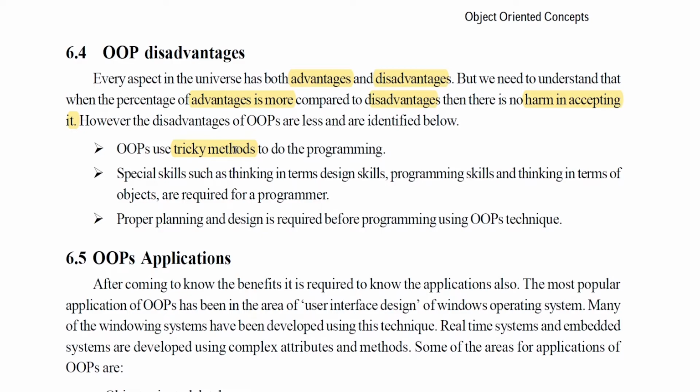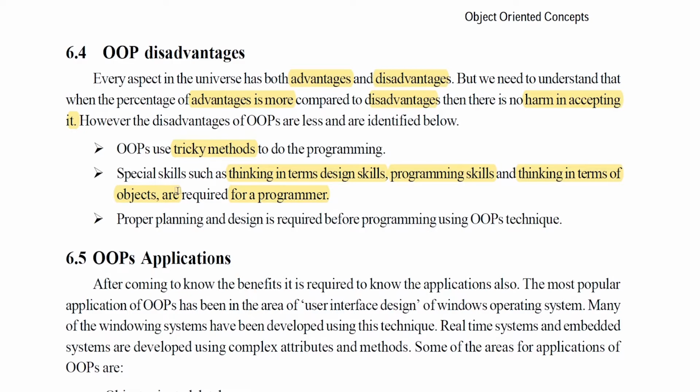And we need special skills such as thinking in terms of design skills. So we need to think in designing. That's a special skill. Normal people may not be able to do this unless they know about programming and how to think. Programming skills and thinking in terms of objects are required for a programmer. If you want to be a good programmer, this is one of the important things.